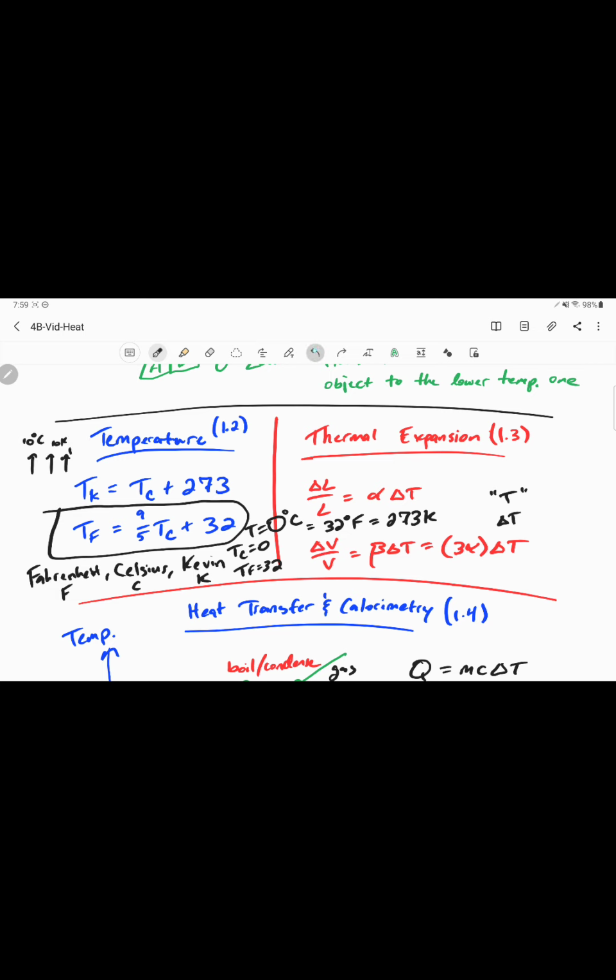Okay, let me get rid of some of this stuff, so this page doesn't get too cluttered up here. I guess I can't do this a million times.